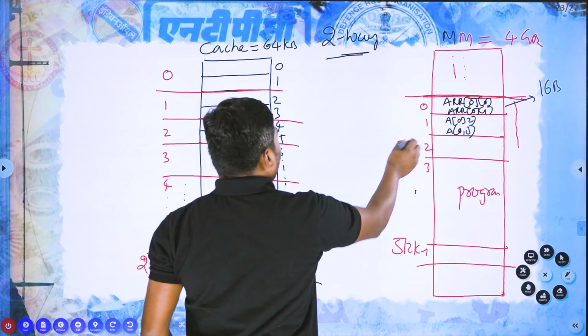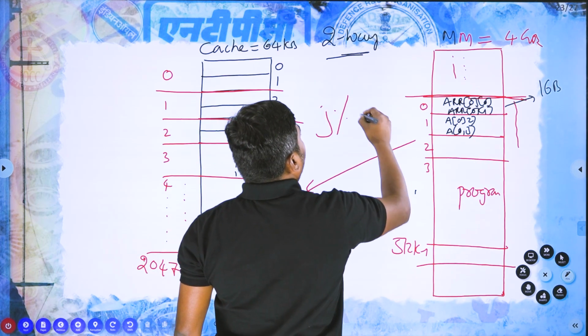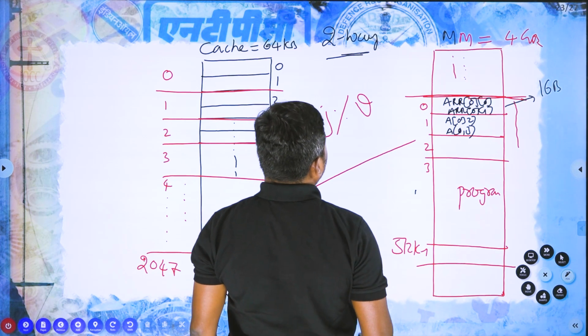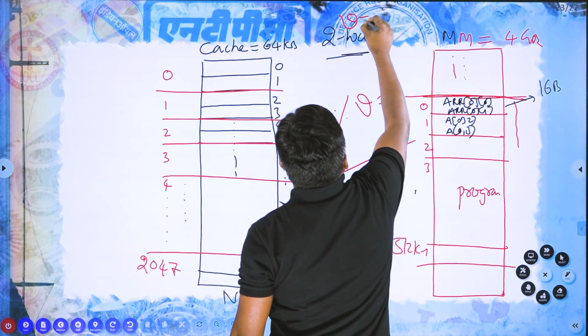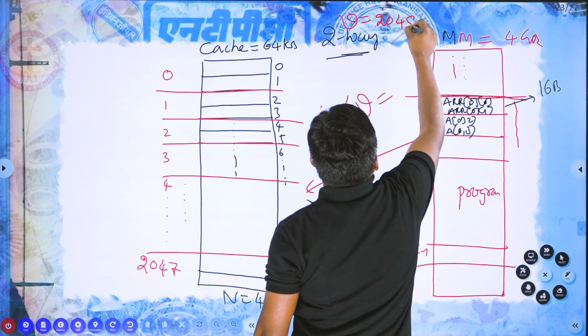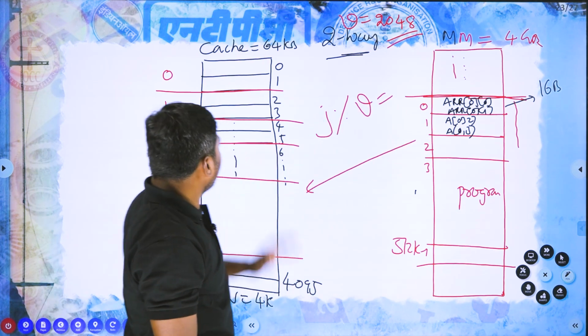How does the mapping go? Any jth block of main memory maps to set number j modulo v. Correct. Thus giving the set number. What is the v here? In our example, v is 2048. Please do note this down. Number of sets are 2048. Any block you have to map to this.